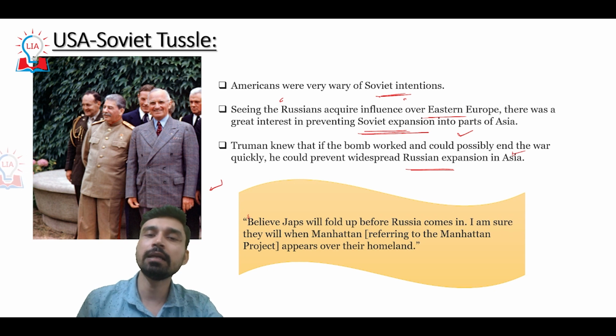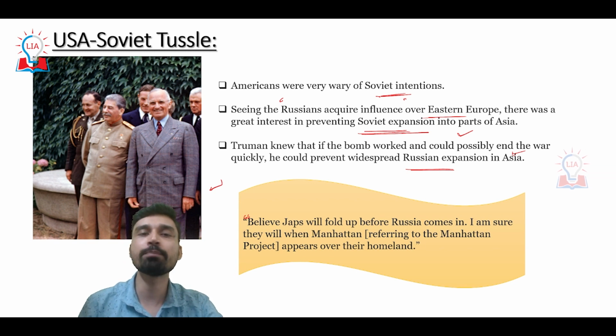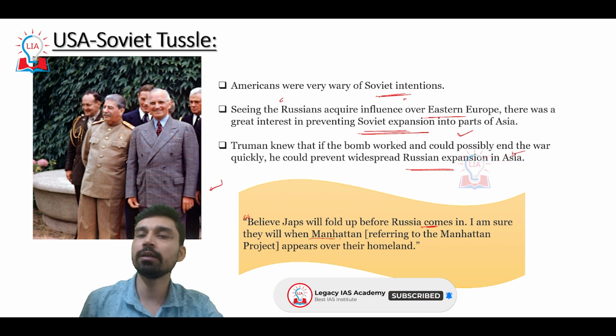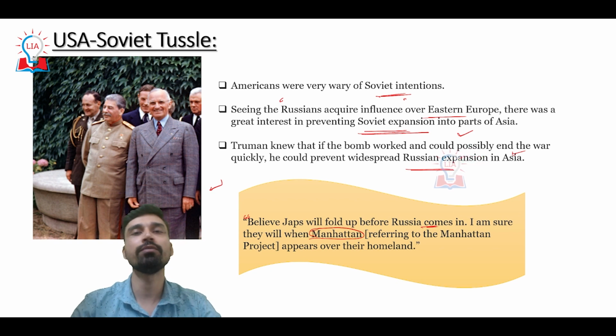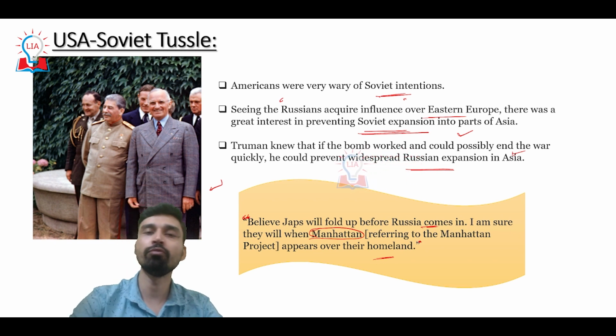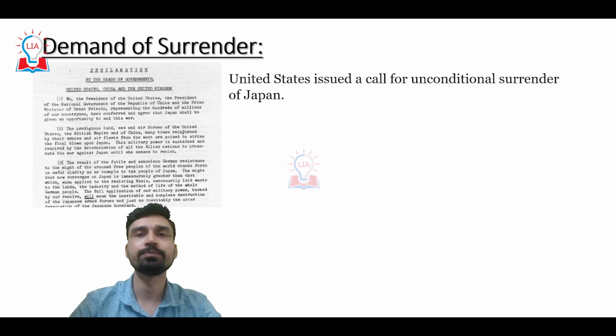And thus, in the concluding statement, when he had a brief conversation with Joseph Stalin, he said, "Believe me, Japs," referring to the Japanese, "will fold up before Russia comes in. I am sure they will when Manhattan," referring to the Manhattan Project, which many people at that time thought he was referring to the Manhattan region of New York, "appears over their homeland." So this was an indication given by Truman's statement that he was willing to very soon deploy atomic bombs on the cities of Japan.